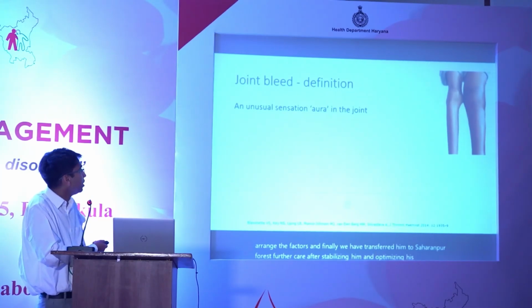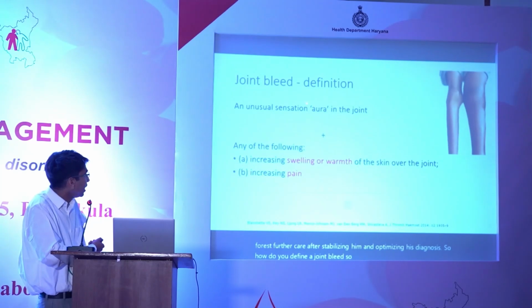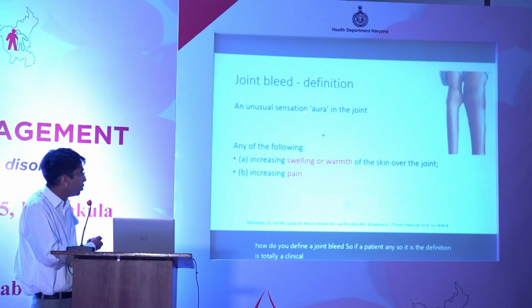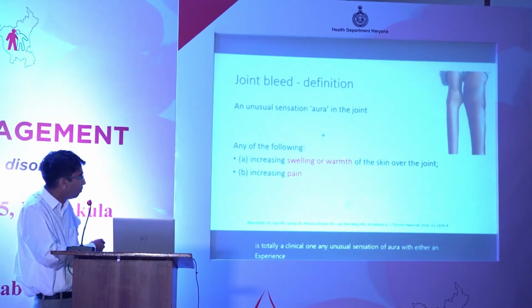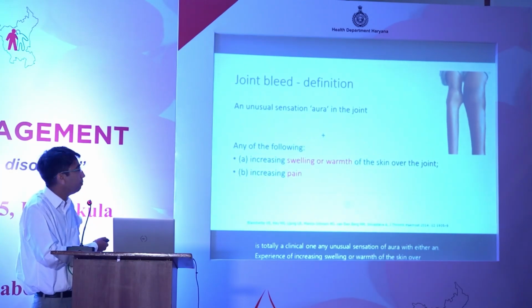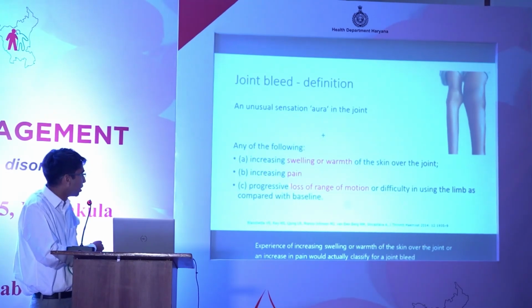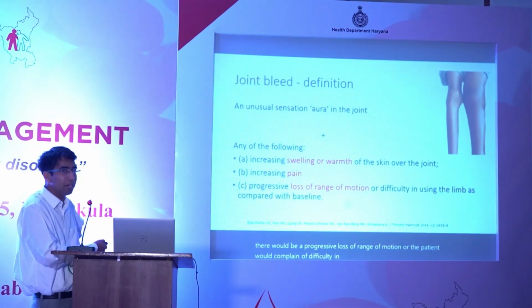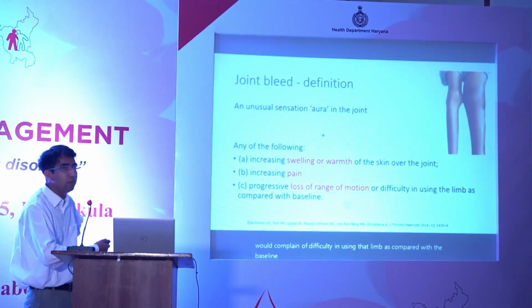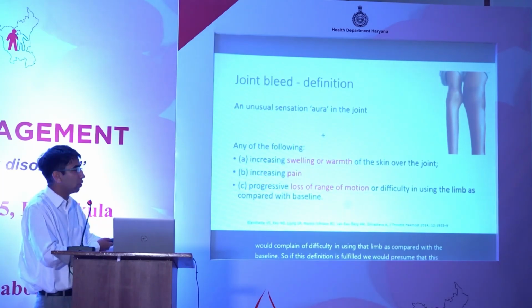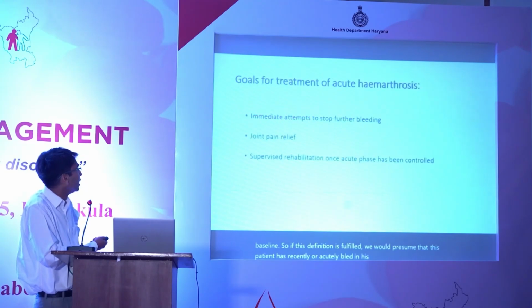So how do you define a joint bleed? The definition is totally a clinical one. Any unusual sensation of aura with either an experience of increasing swelling or warmth of the skin over the joint or an increase in pain would classify for a joint bleed. With this, there would be a progressive loss of range of motion, or the patient would complain of difficulty in using that limb as compared with the baseline. If this definition is fulfilled, we would presume that this patient has recently or acutely bled in his joint. Target joint I have already told you.